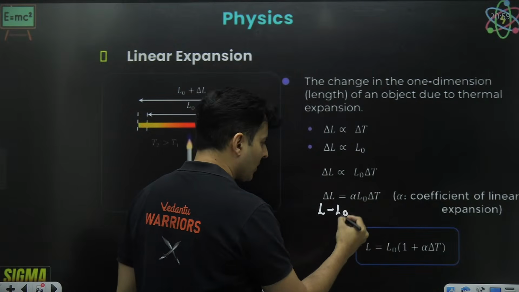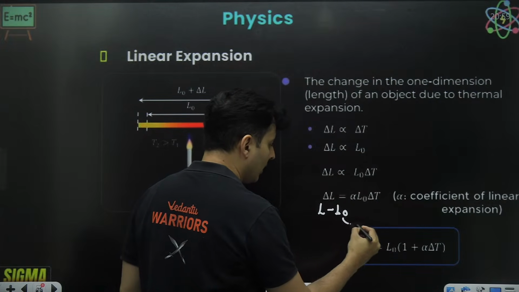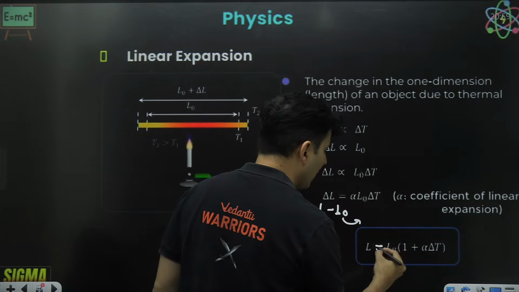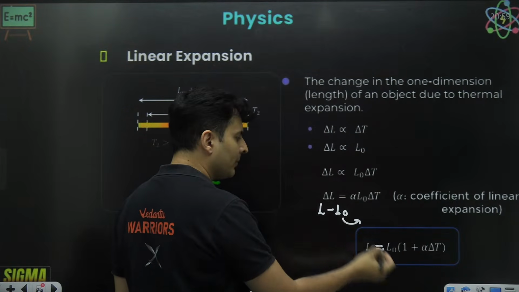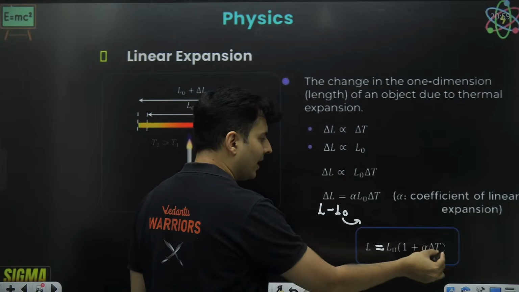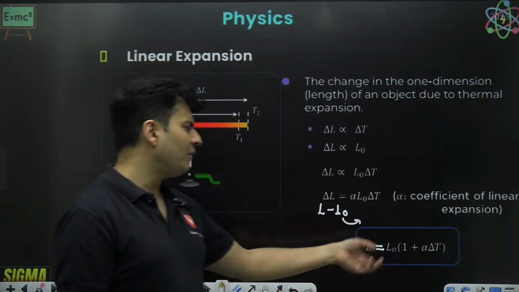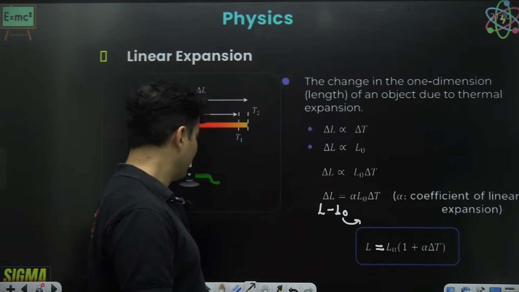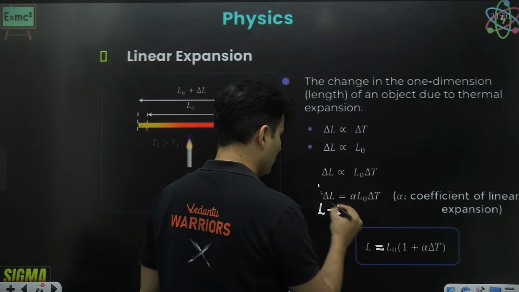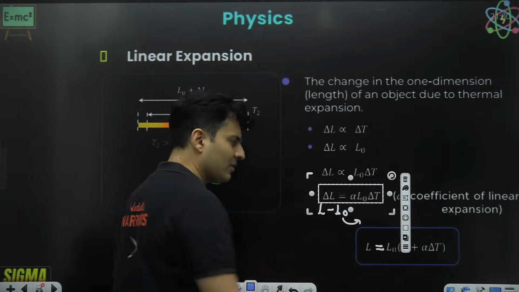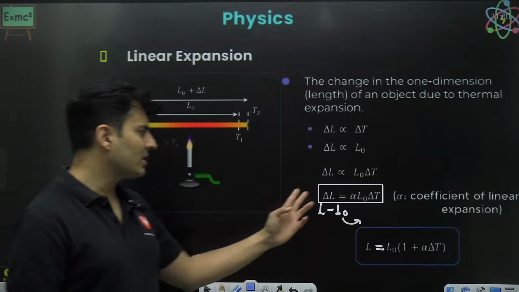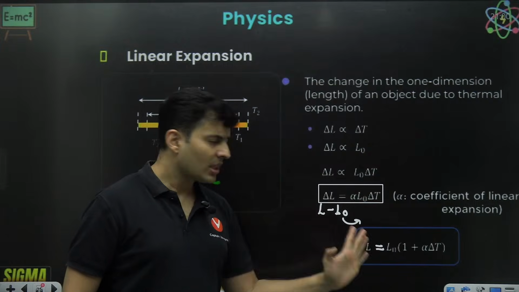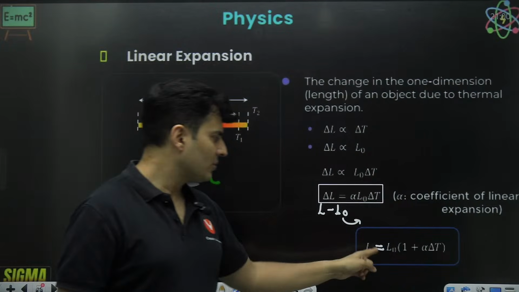If you take this L naught on the other side, then you can rewrite this as L is equal to L naught can be taken common and then 1 plus alpha delta T. So usually this is the formula which you remember. But there is no hard and fast rule. You can also remember this formula, which can be also useful at times. So either this formula or this formula, it is one and the same thing because change in length is final length minus the original length L naught. Is that clear? So this is what it is.